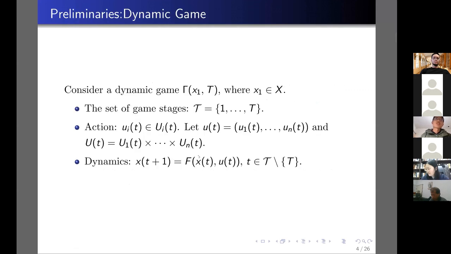We start with the dynamic game, which is denoted by Γ(x1, T), where x1 is the initial state of the game, and the game stages are denoted by the letter t. At any stage, player i will choose an action, denoted by u_i(t), and let u(t) be the action profile at stage t. The dynamics is described by a function where x(t) is the state at stage t, and u(t) is the action profile at this stage.